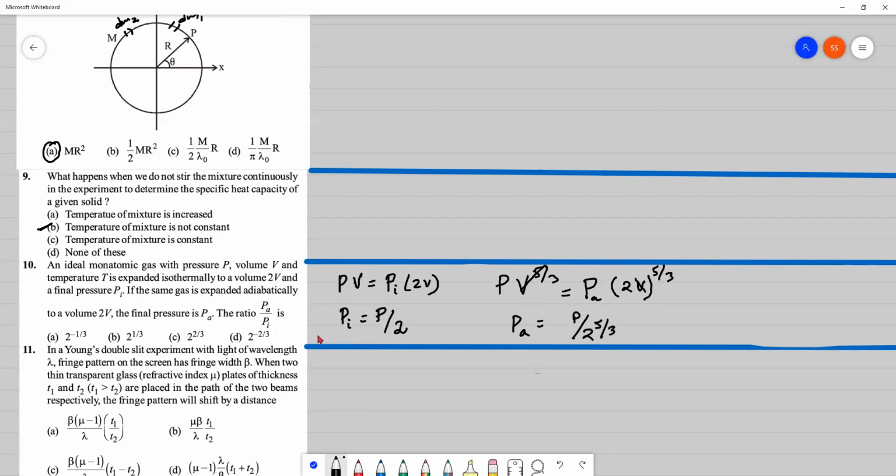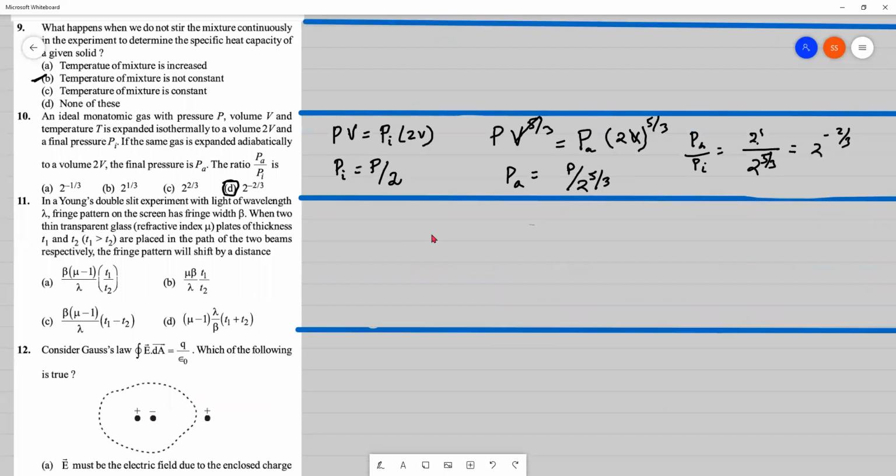So they are asking PA divided by PI. So PA divided by PI will be 2 divided by 2 power 5 by 3. So this is 2 power 1, and 1 minus 5 by 3 is minus 2 by 3. So this is going to be 2 power minus 2 by 3. So this is going to be the right answer.